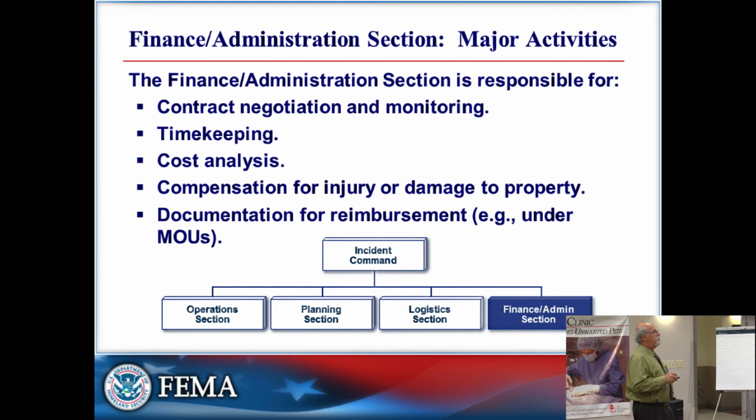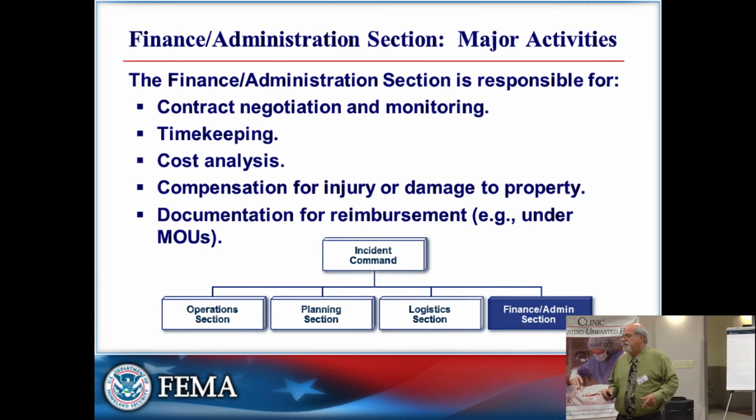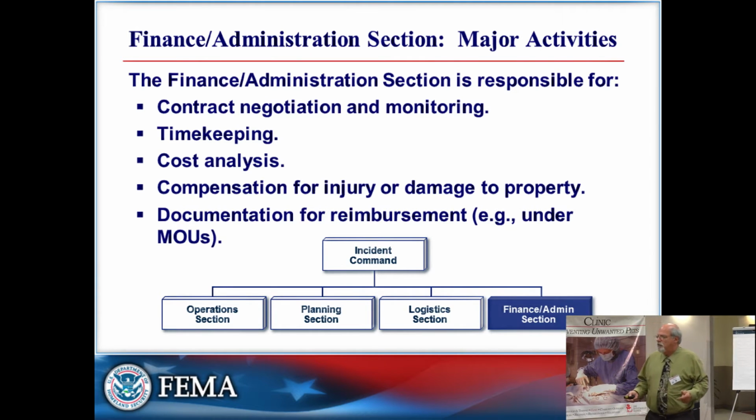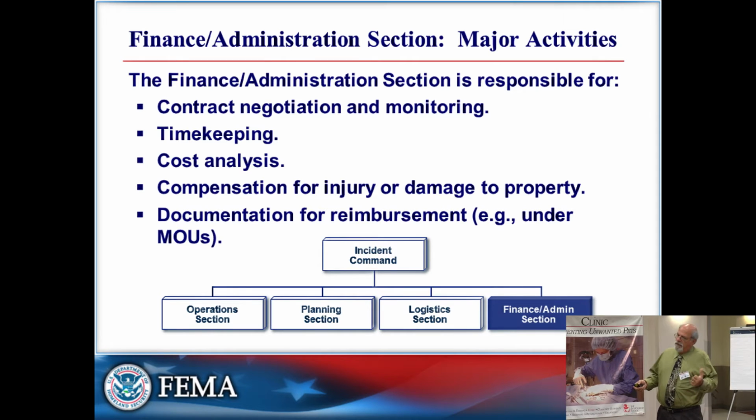And then finally, documentation for reimbursement. The system we have in this country today is that if a disaster is big enough, large enough, expensive enough, there is a mechanism, a means by which we may seek some reimbursement under a process of a disaster declaration, where we seek federal dollars to come back to a community to help offset the cost of the disaster.